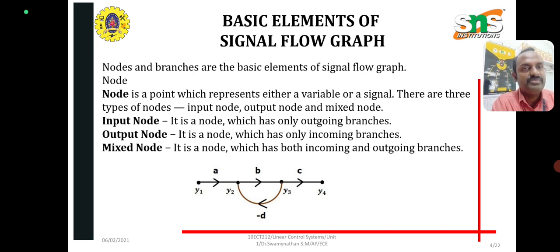The basic elements of a signal flow graph are the node, input node, output node, and mixed node. A node represents either a variable or a signal. There are three types of nodes: input, output, and mixed node. An input node has only outgoing branches. An output node has only incoming branches. A mixed node has both incoming and outgoing branches.